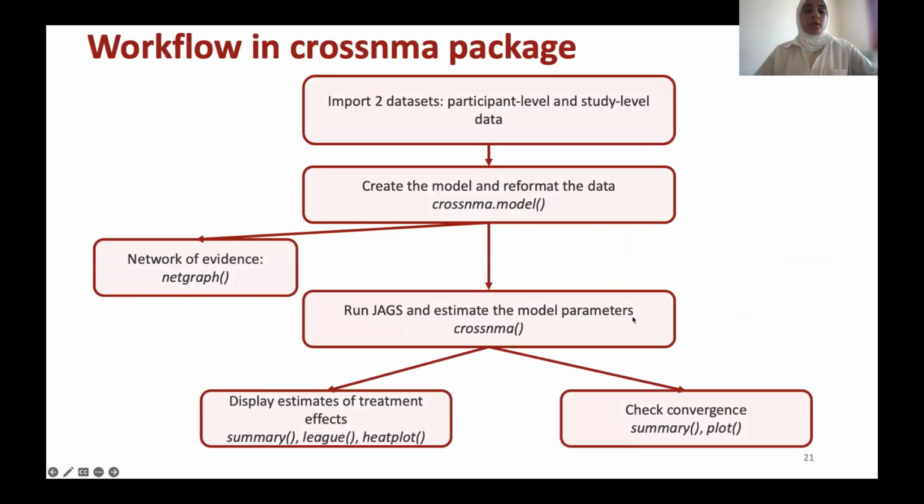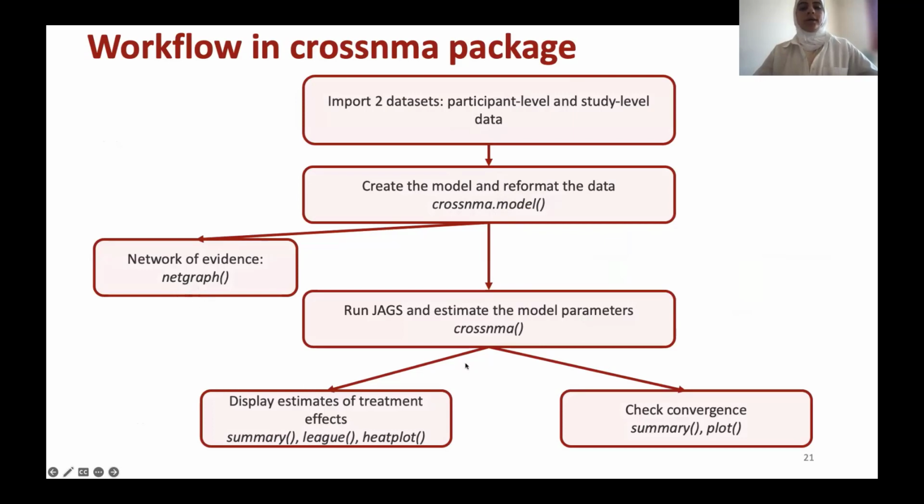This is the workflow in the Crossnma package. You, as a user, can begin by providing your own data sets. You can have a participant level data set or a study level data set, or both of them. Then you call the crossnma.model function to produce the JAGS model and reformat the data. Then you can display the network of evidence using the netgraph function.